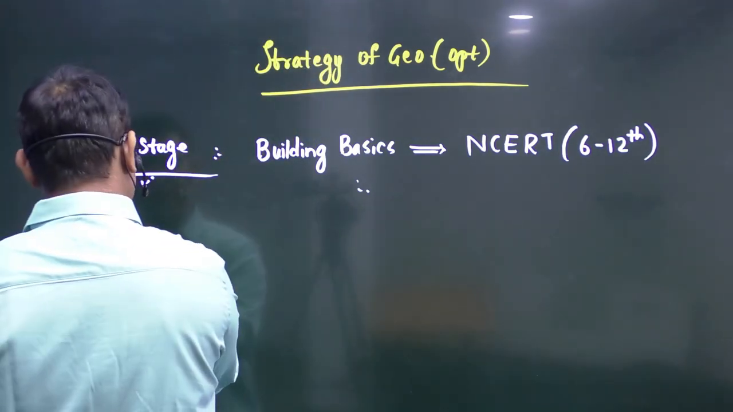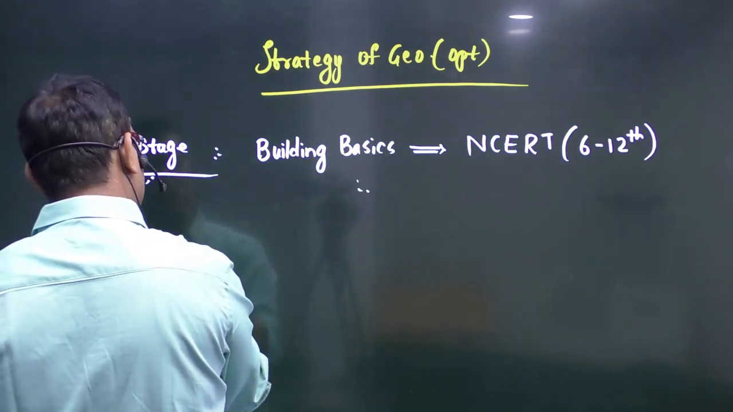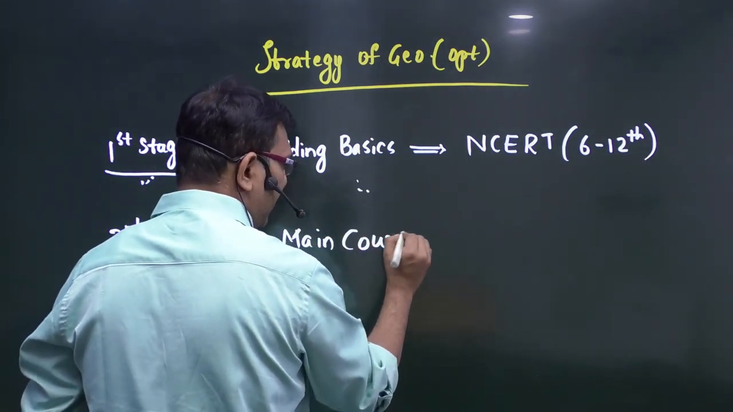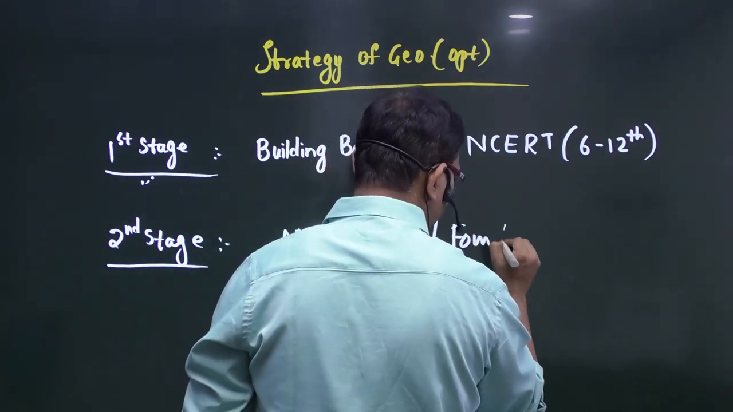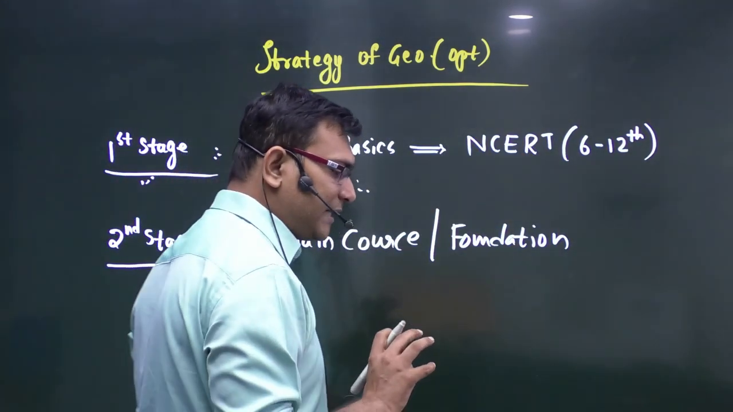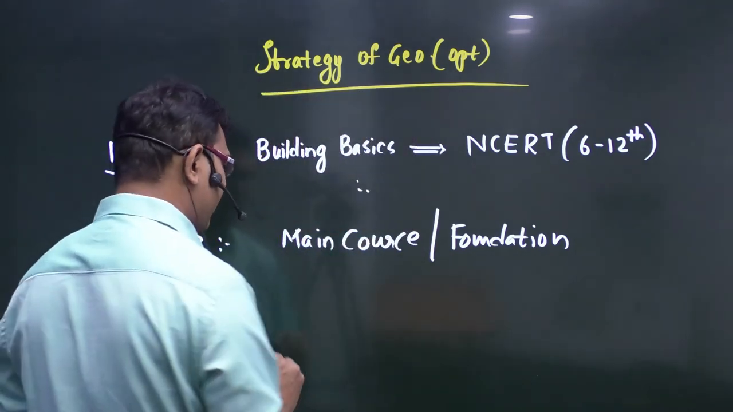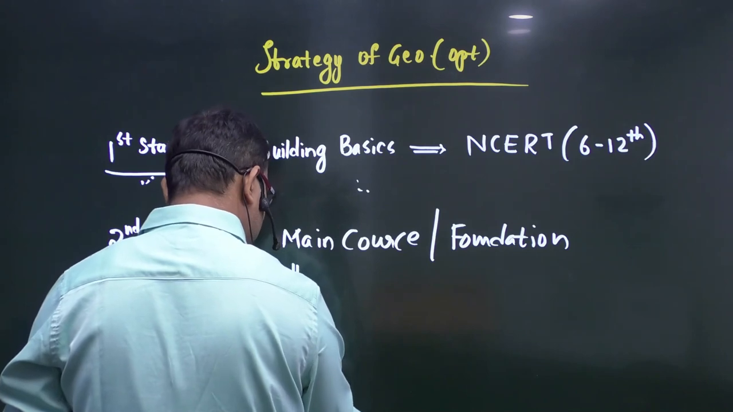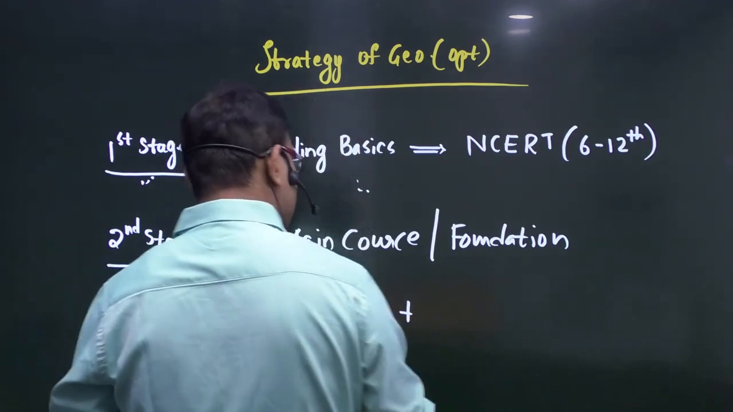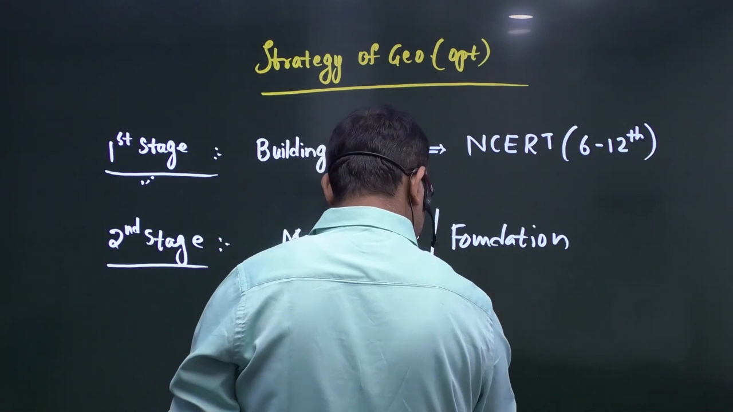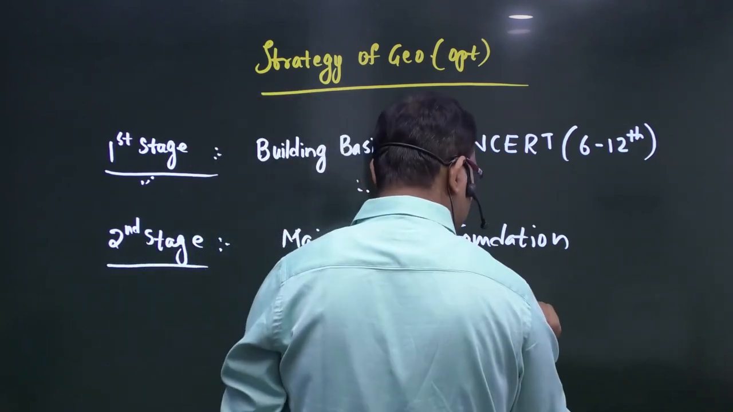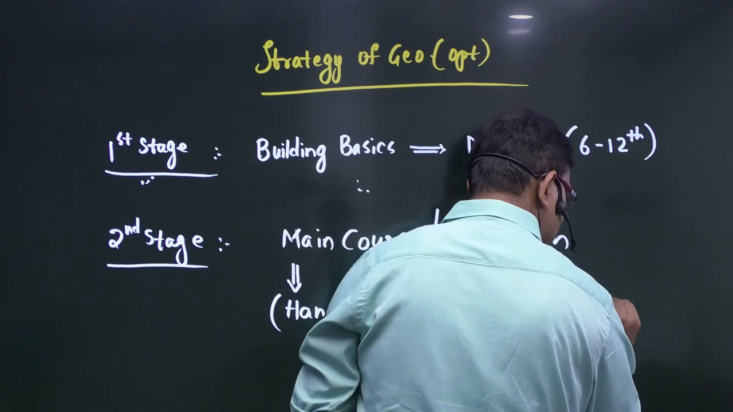That is your second stage, the foundation main course, or foundation course, where we build beyond the basics now. How to read at this course? First of all, here we are going to provide you handouts number one, plus some material. Plus you have to read, apart from this, some standard books. Sir, why standard books again?